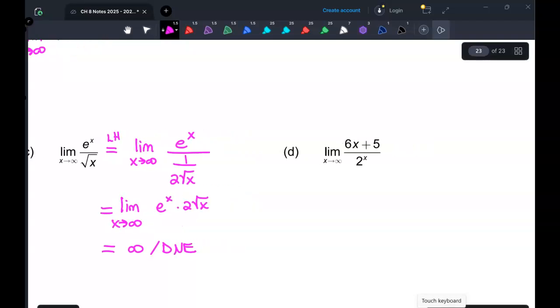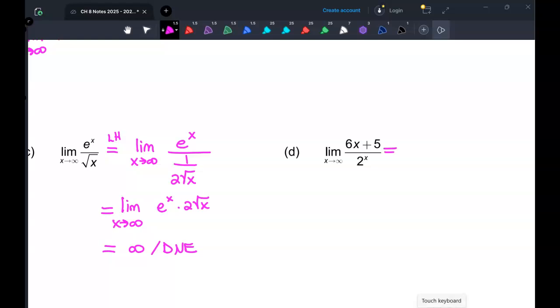Okay, the last one here. We apply L'Hopital's rule to the numerator, and that gives us 6. In the denominator, we get 2 to the x times natural log of 2. Now, when we evaluate this as x approaches infinity, we'll have 6 over something going to infinity, and that will give us 0.